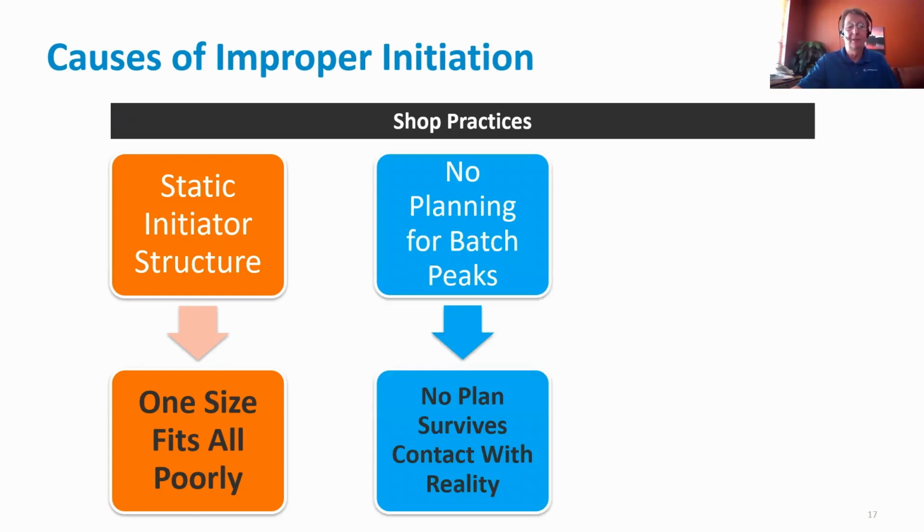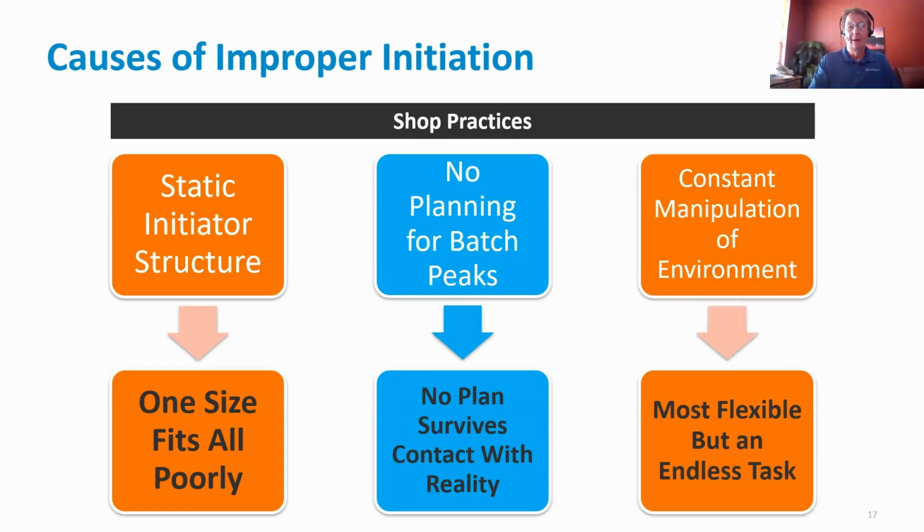Shops don't plan generally for peaks. You know, are they looking at what's coming? Are they getting information? Well, they might not be able to get information. And besides, no plan survives contact with reality. And then what usually happens is shops constantly manipulate the environment.